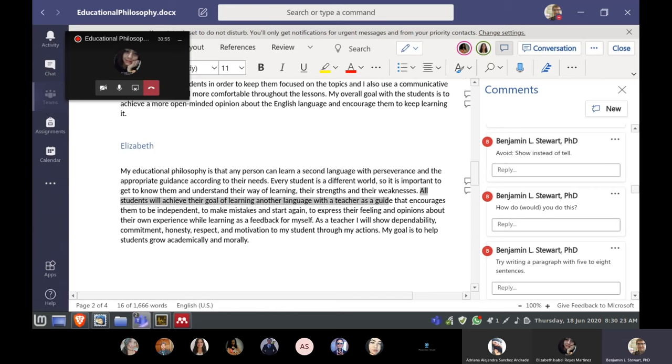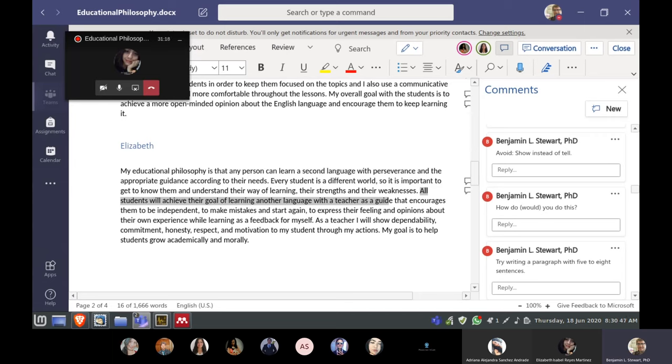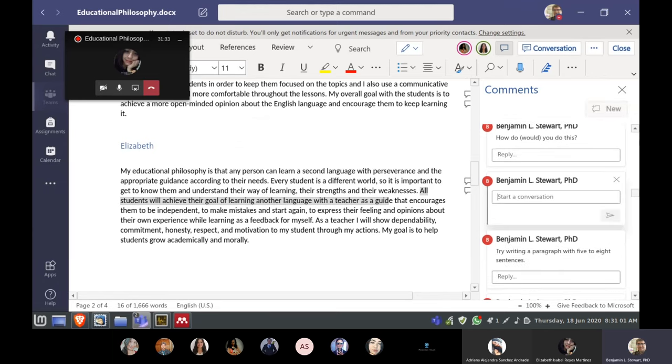And I feel maybe I would just try to reword this first part that leads into encourages them to be independent and make mistakes and express their feelings and opinions, right? Because I like where you're going with it. Anytime you say something like they will achieve their goal, it's an absolute. And I'm not saying you can never use absolutes in this particular type of text, because you're using every student, and that's fine. But yeah, I would reword this first part, I think. Okay.